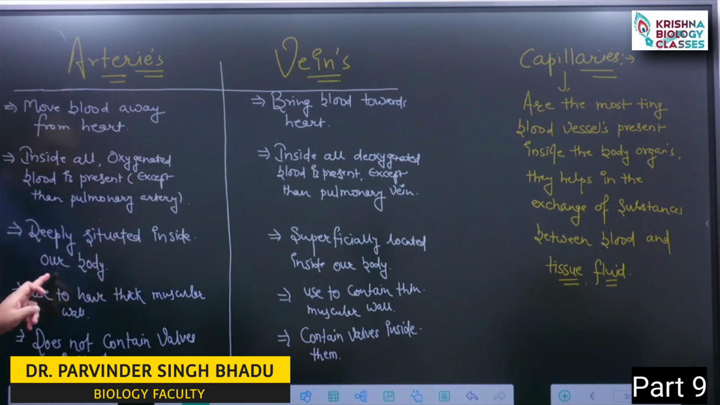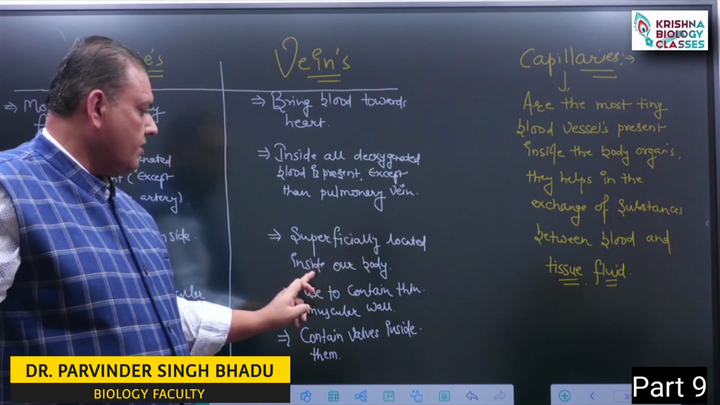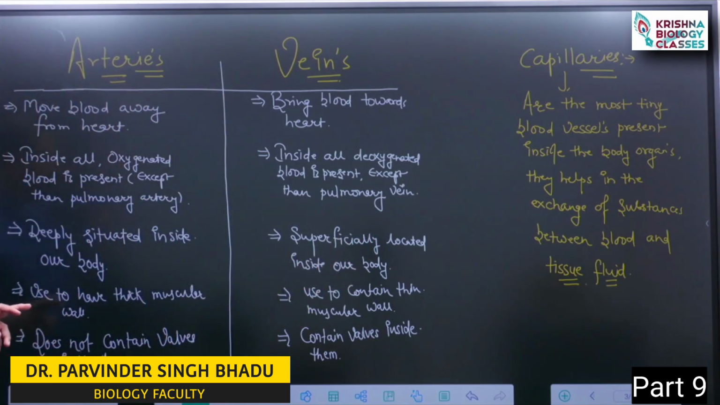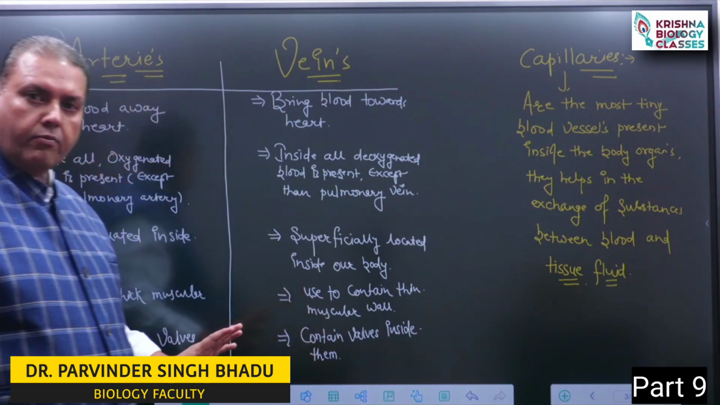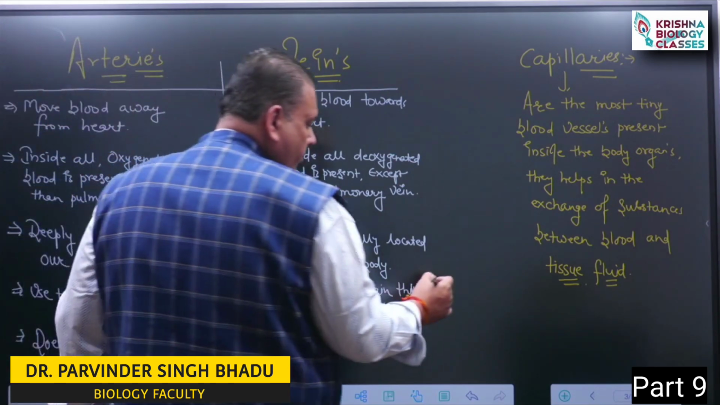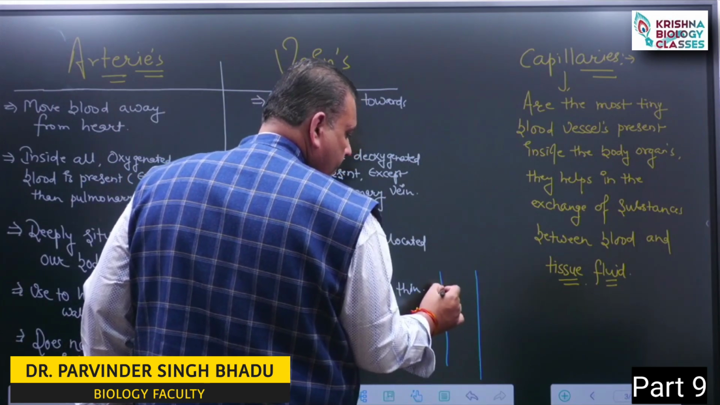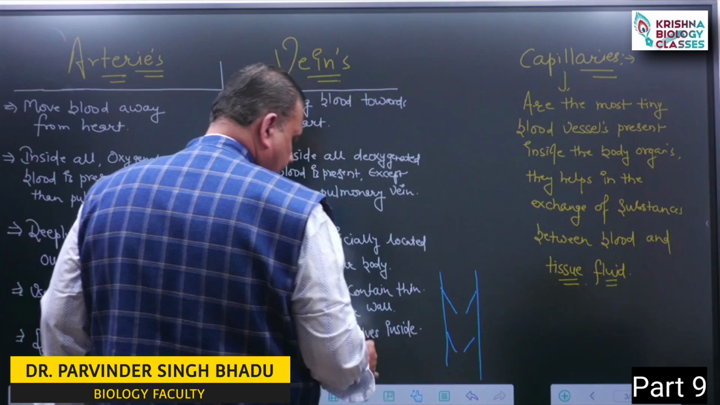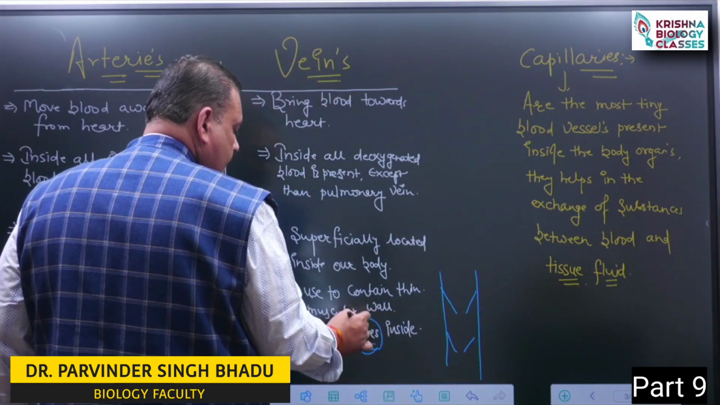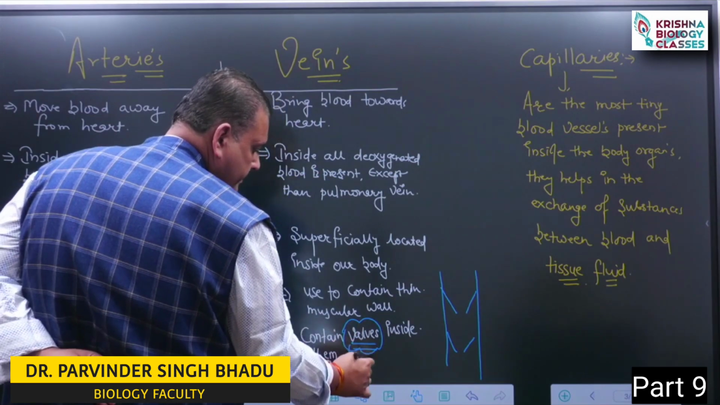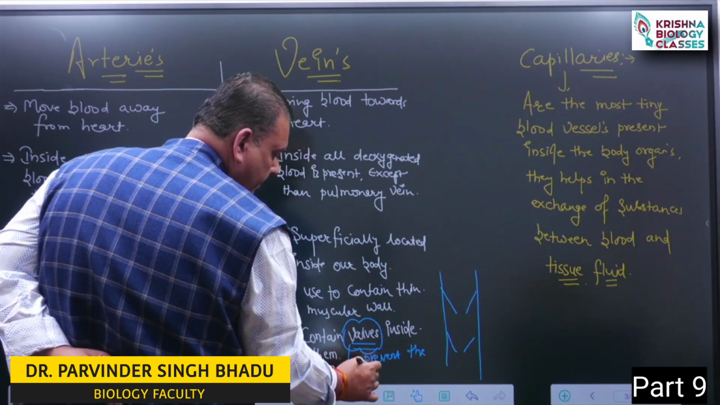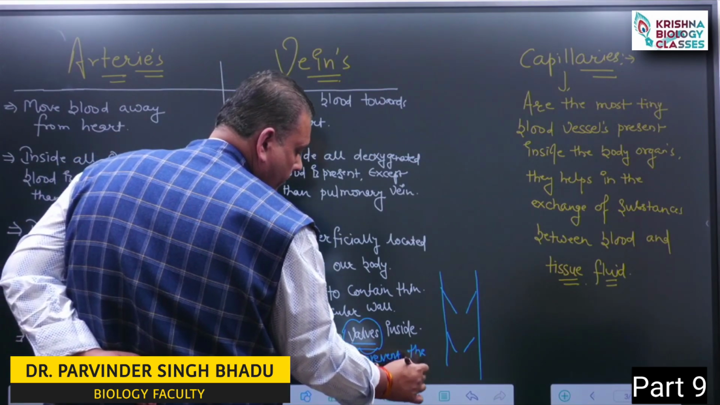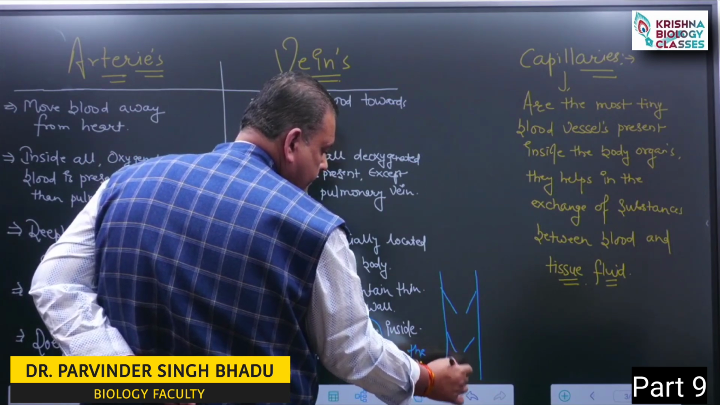So arteries are deeply situated in our body, whereas veins are superficially located. Now, since blood is moving with pressure, arteries have a thick muscular wall, whereas inside the veins there is a thin muscular wall. Now, one more thing we need to remember, that inside the vein valves are present, and these valves prevent the backflow of blood.